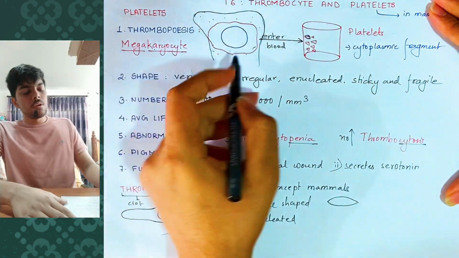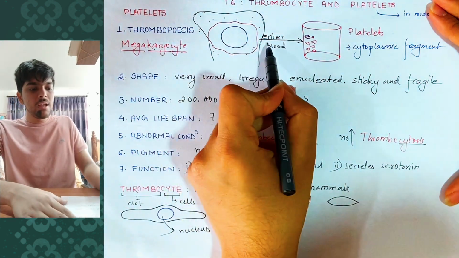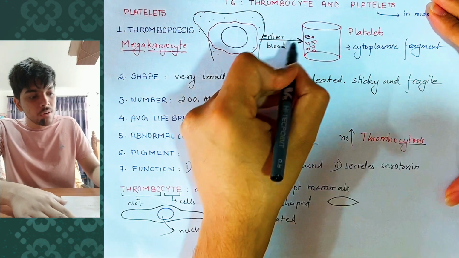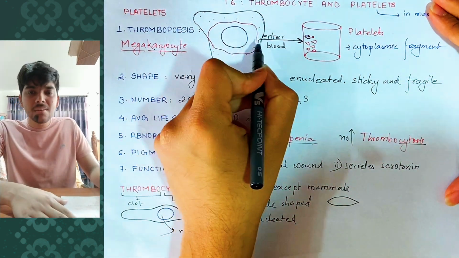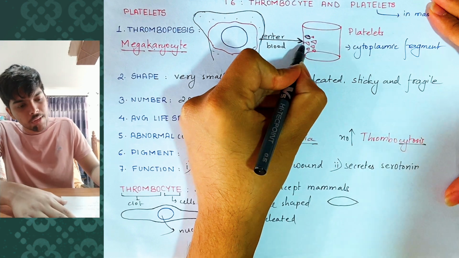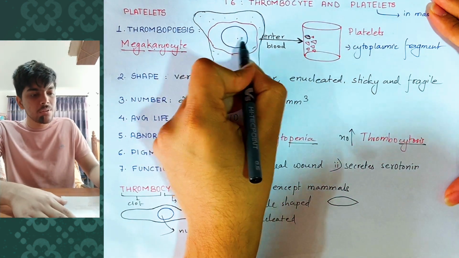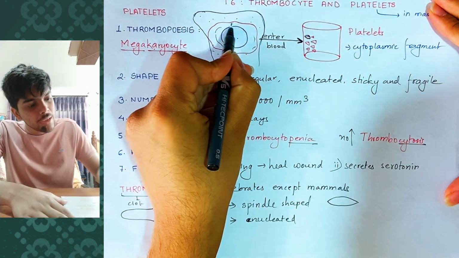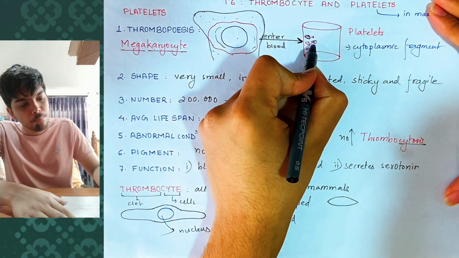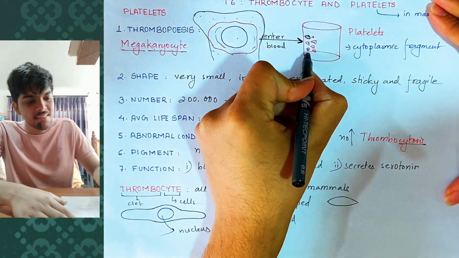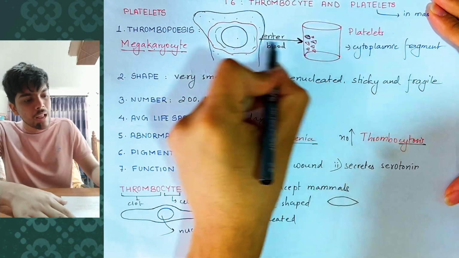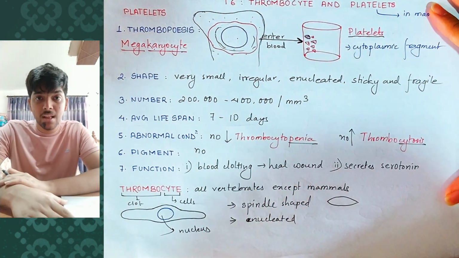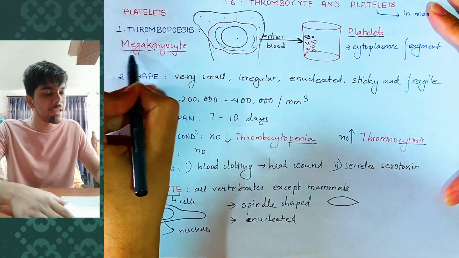megakaryocyte. The megakaryocytes enter blood, or shall I say, try to enter the blood. However, the megakaryocyte is too large to penetrate through the wall of the blood vessel. So as this megakaryocyte tries to penetrate through the wall of the blood vessel, the cytoplasm of the megakaryocyte breaks down into many smaller fragments. And these small fragments of cytoplasm of megakaryocyte are called platelets. So platelets are actually not cells. They are the cytoplasmic fragments of megakaryocyte.